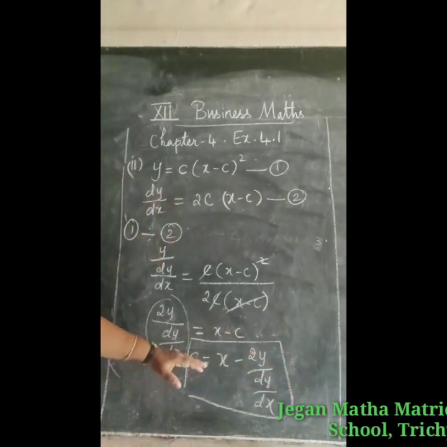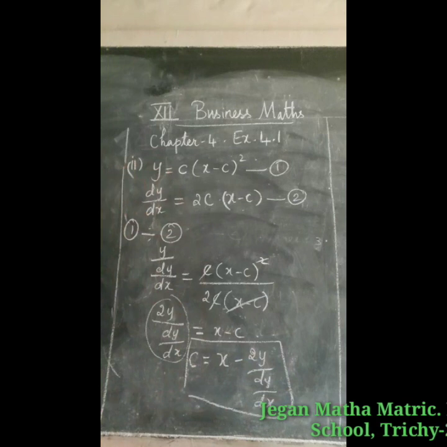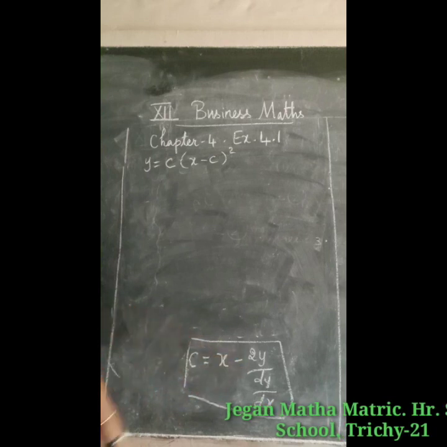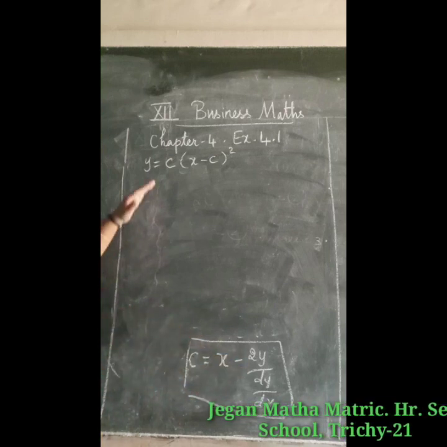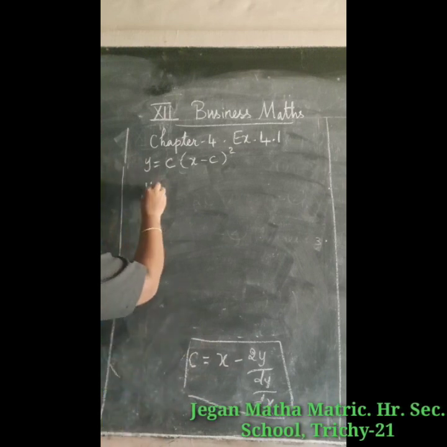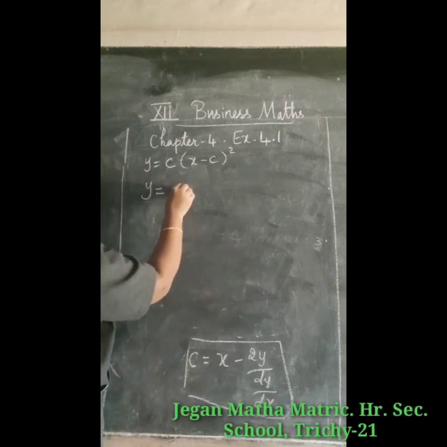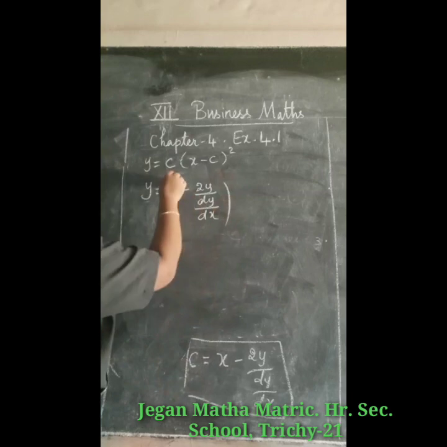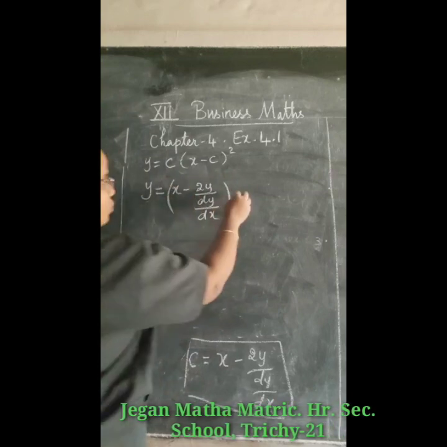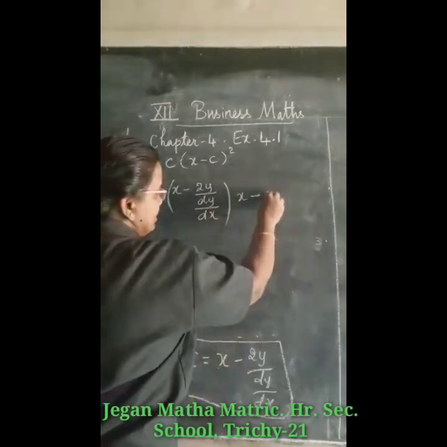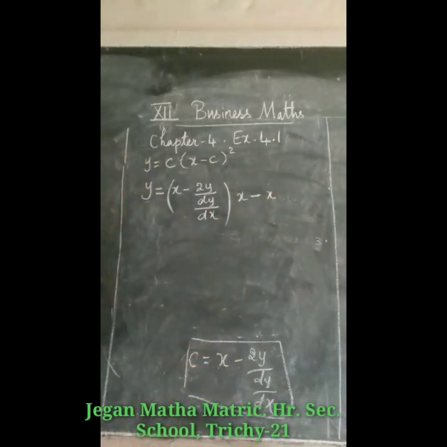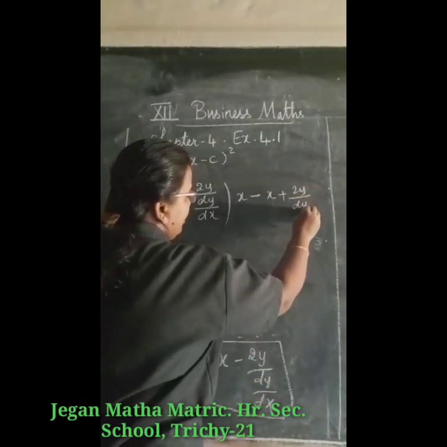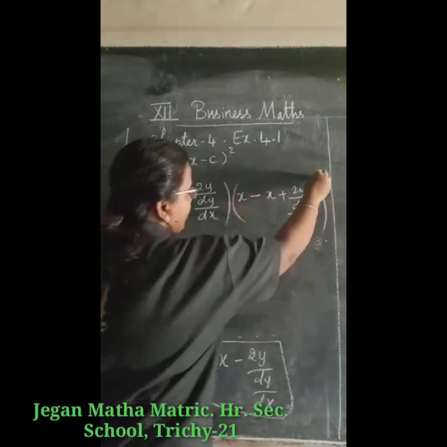Now let us see how to substitute the c value in the first equation. c is equal to x minus 2y divided by dy by dx, and we substitute it in the first equation. We will get y is equal to x minus 2y divided by dy by dx, into x minus c, which gives x minus x plus 2y divided by dy by dx, the whole square.